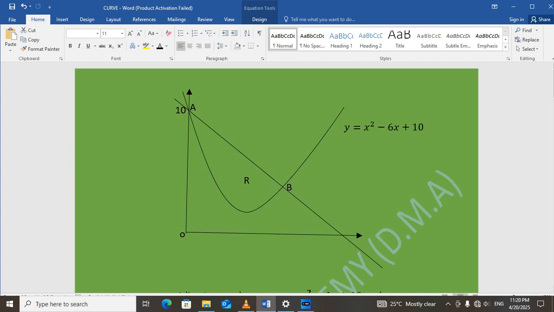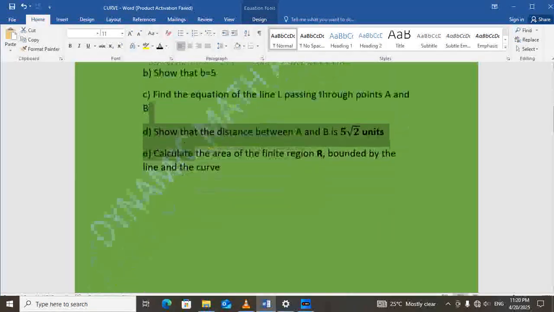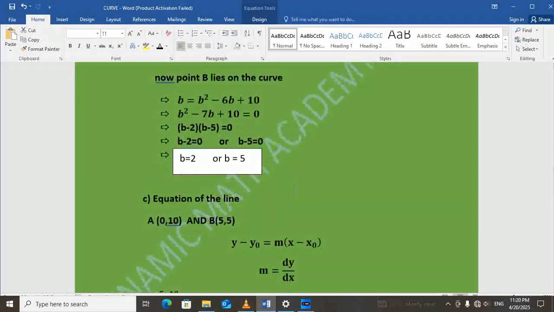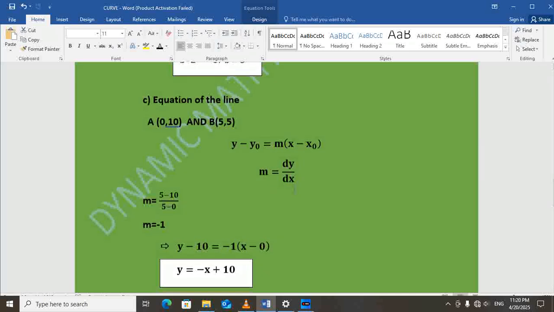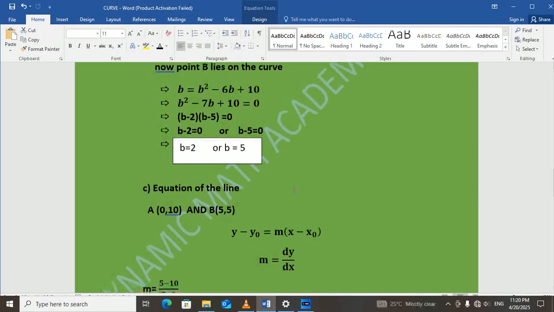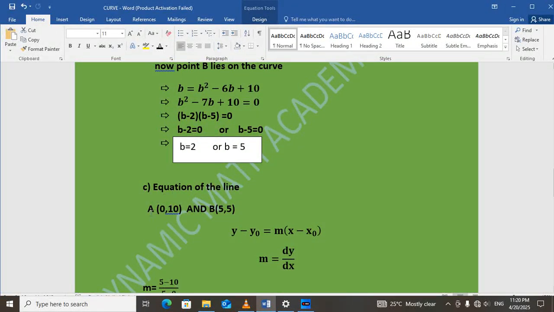We are taught how to look for the equation of a straight line passing through 2 points. The general formula will simply be this. Okay, equation of the line. This is point A and this is point B, (5, 5). Perfect. So we already know this equation.